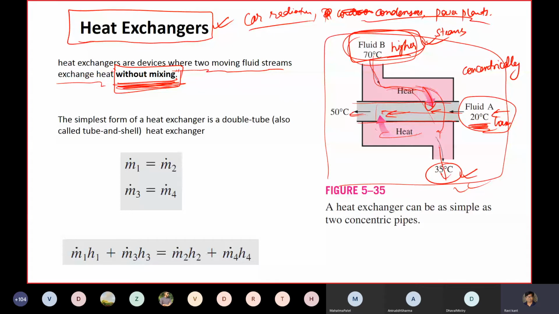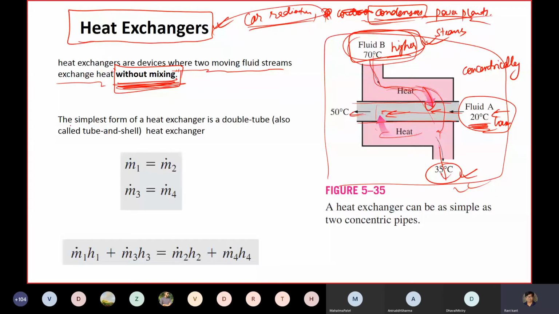So these kinds of things you will encounter in heat exchangers, in your steam power plant or in condensers, car radiators, and also when you want to cool the fluid, or you want to heat up your fluid. Both ways you can do, depending upon your need, how you want to design it.